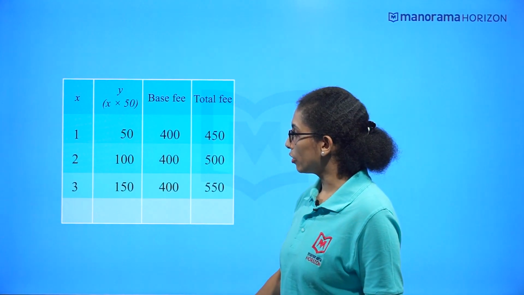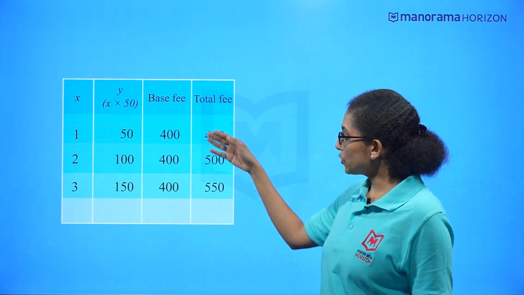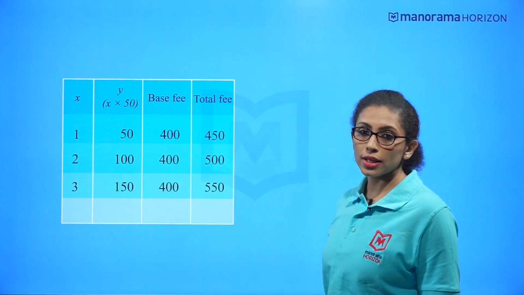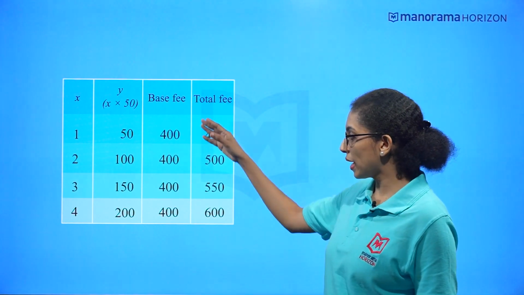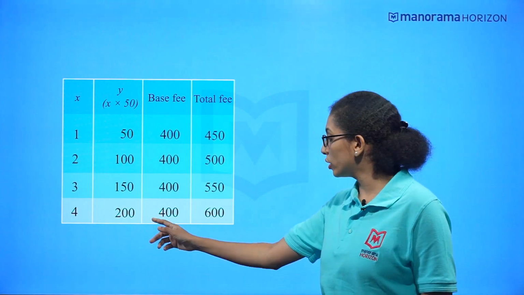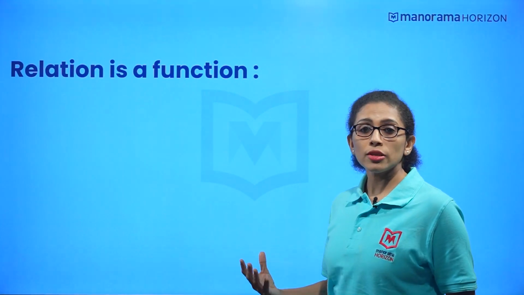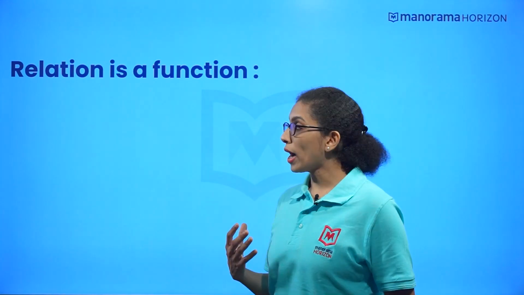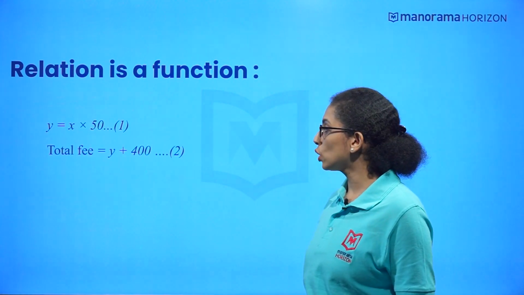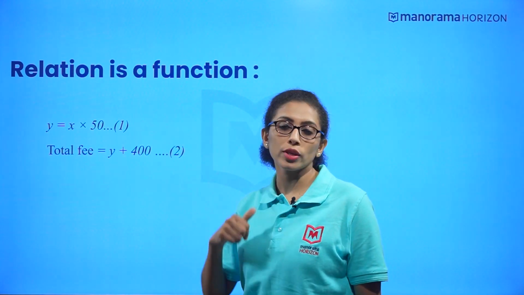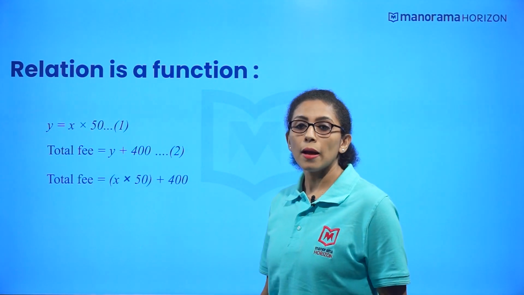When x is equal to 3, we get y is equal to 3 into 50, which is 150. Base fee 400 and the total fee is 550. Now when x is equal to 4, we get y is equal to 200, base fee 400 and the total fee 400 plus 200, which is equal to 600. The relation is a function such that y is equal to x into 50. Mark it as equation number 1. The total fee is equal to y plus 400. Mark it as equation number 2. So the total fee is equal to x into 50 plus 400.